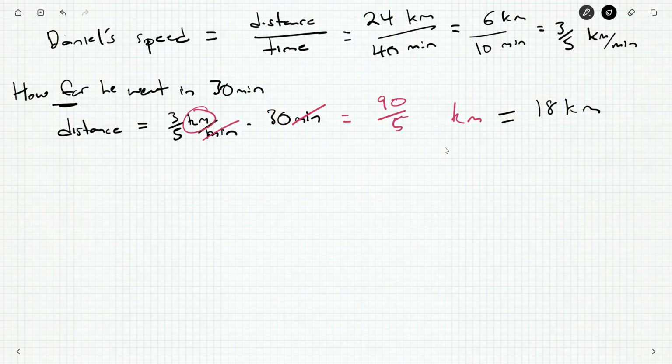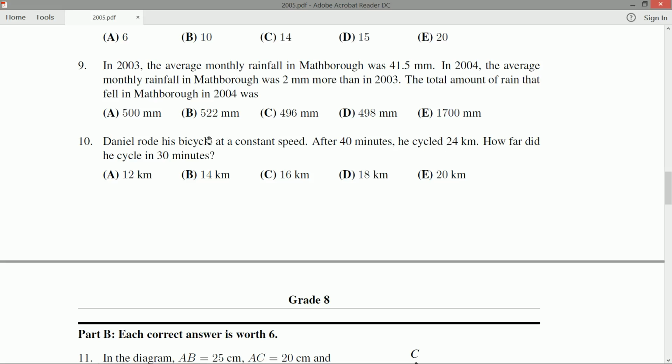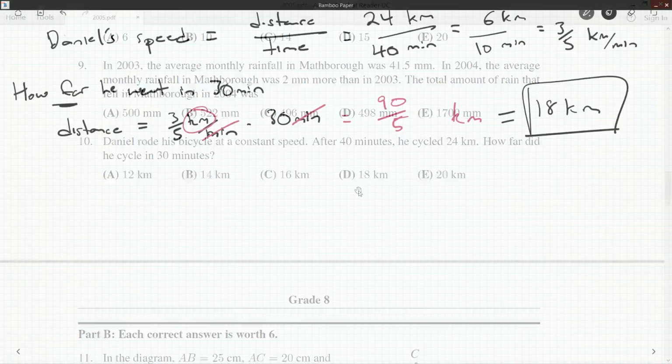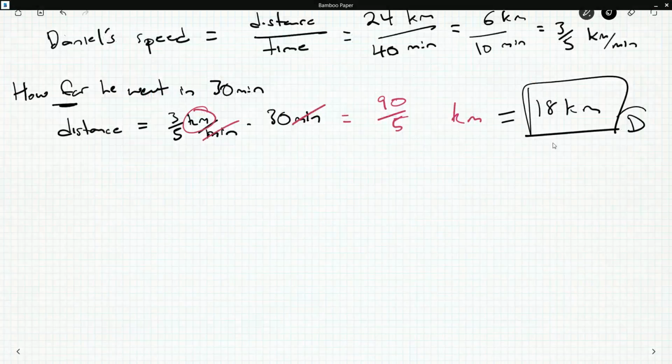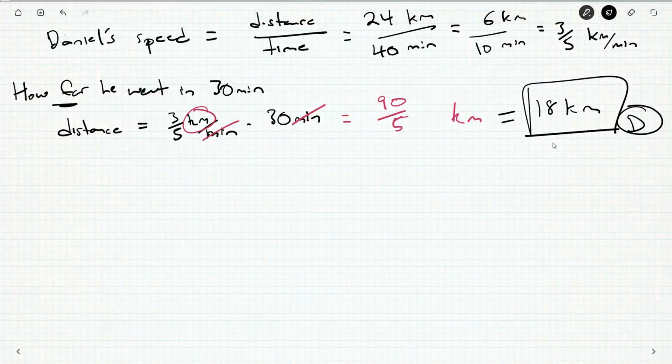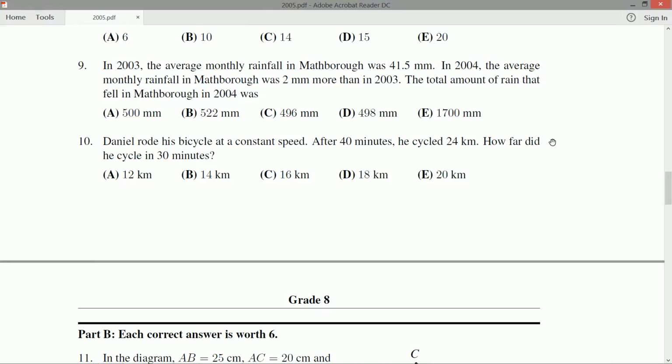Okay. So there are other ways you could have set this up, but with the basic calculation, we still get 18 kilometers. That's how far he went in 30 minutes, or half an hour. And D is the one we're going to bubble in. Fantastic. So we got one.